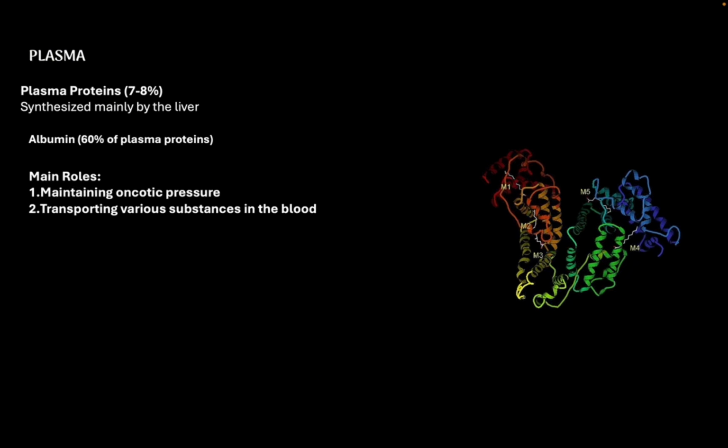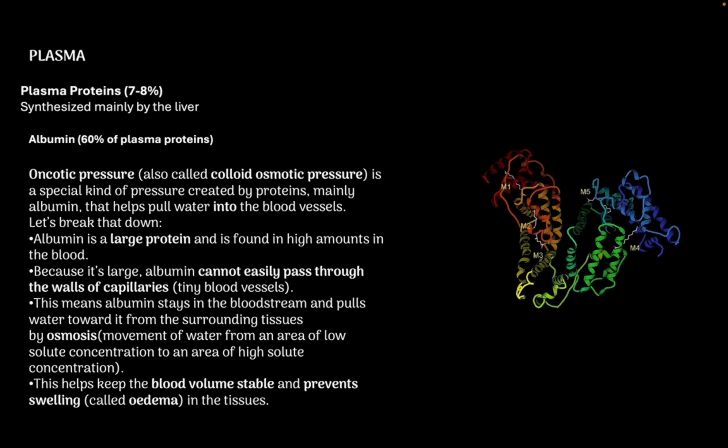First, it maintains oncotic pressure. What's oncotic pressure? It's a type of pressure that draws water into blood vessels. This is crucial because without it, water would leak into the surrounding tissues, causing swelling or edema. Albumin is a large molecule that stays in the blood and pulls water towards it through osmosis.